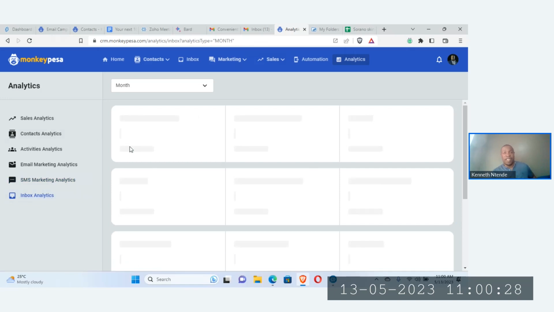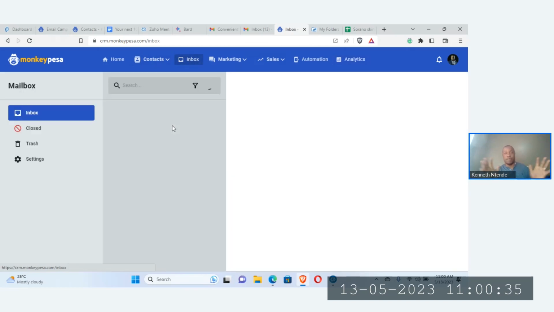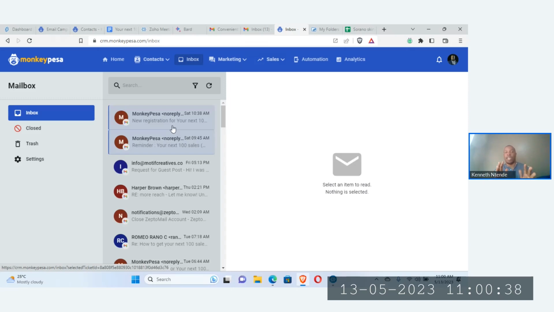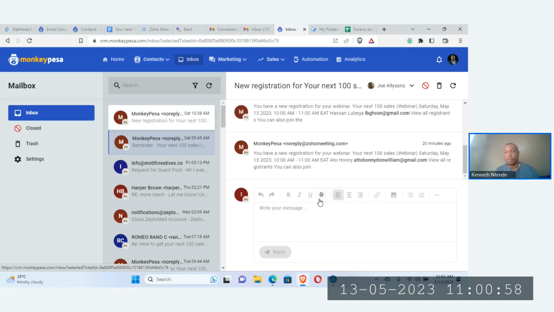For those, just as a final segment, if you have the Monkey Pesa CRM, I'm sure you're aware about our joint inbox. The joint inbox is like a centralized place where we bring in all communication, whereby if the customer is coming from Gmail, whether they're coming from Twitter, whether they're coming from Facebook, we bring it all together in one place so that you're able to respond to any queries from right here. As an example, you can see there's still people that are signing up for the webinar. So you're able to respond to those queries from one central place.